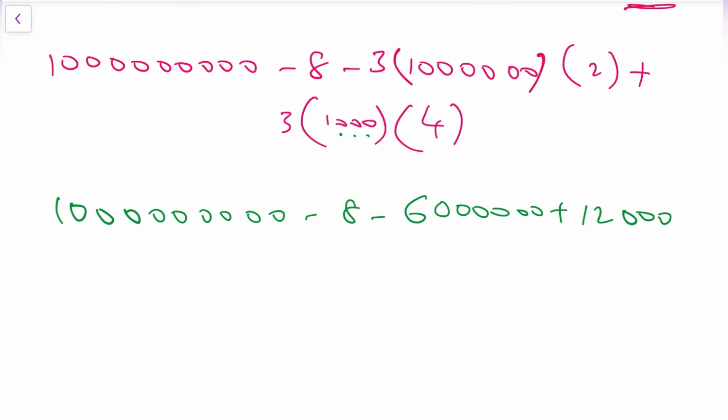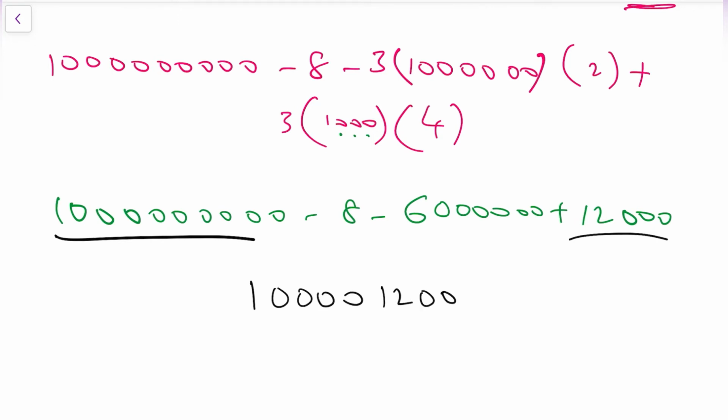Then we will get this one and this one together. So let us add those two. 9 zeros plus 12,000. So we will get the answer as 1, 4 zeros, 12, 3 zeros, minus, here we have minus 8 minus 60 lakhs. So minus 60 lakhs minus 8, minus 60 lakhs 8.